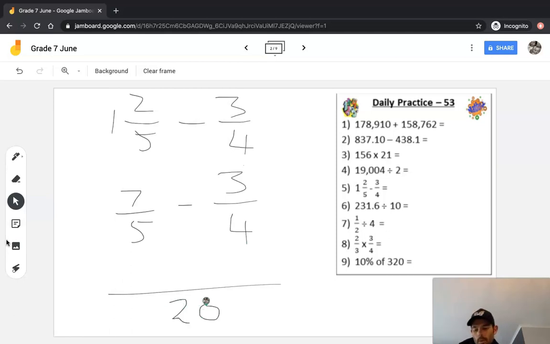5 goes into 24 times, so 4 times 7 is 28. 4 goes into 25 times, so 5 times 3 is 15, and that leaves us with 13/20.